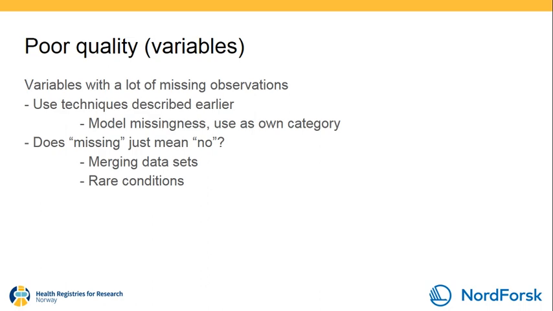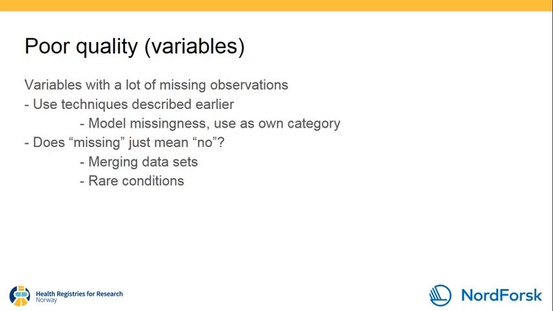We can model missingness in this case by using the techniques described earlier. We can use missing as its own category. So we can say paternal education is high, it's low, it's missing, for example.